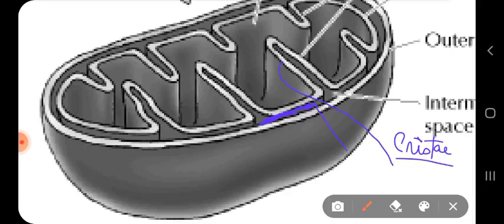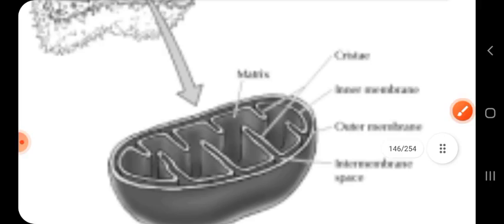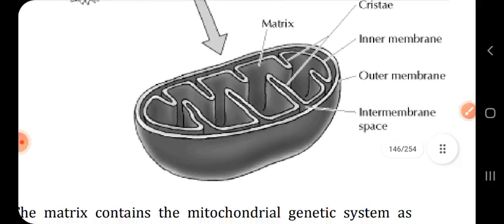And most of the work occurs within the matrix. The F0 F1 particles, as you know, you have already studied in class 12 also. They are found within this crystal like structure. Okay, so let's move to the next part.